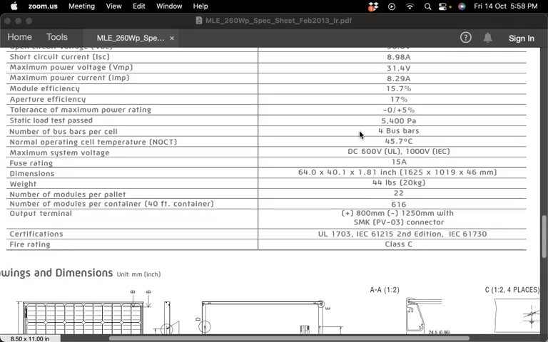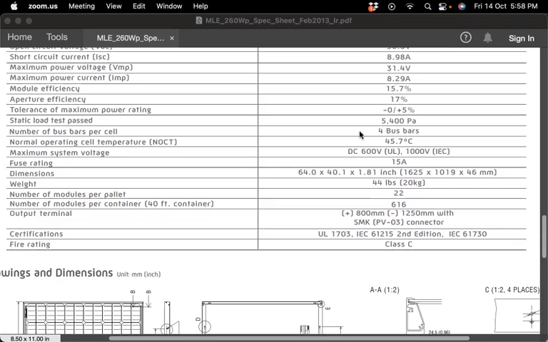So, for example, if the temperature today in Cairo is 25 degrees Celsius, and you use an infrared camera, for example, to capture the temperature of your solar cell front contact, usually you will find this temperature is between 35 to 45 degrees Celsius, which is 10 to 20 degrees higher than the environmental temperature. And again, this is very normal. This is not high. As you can see in the data sheet, the working temperature is 45.7 degrees Celsius.